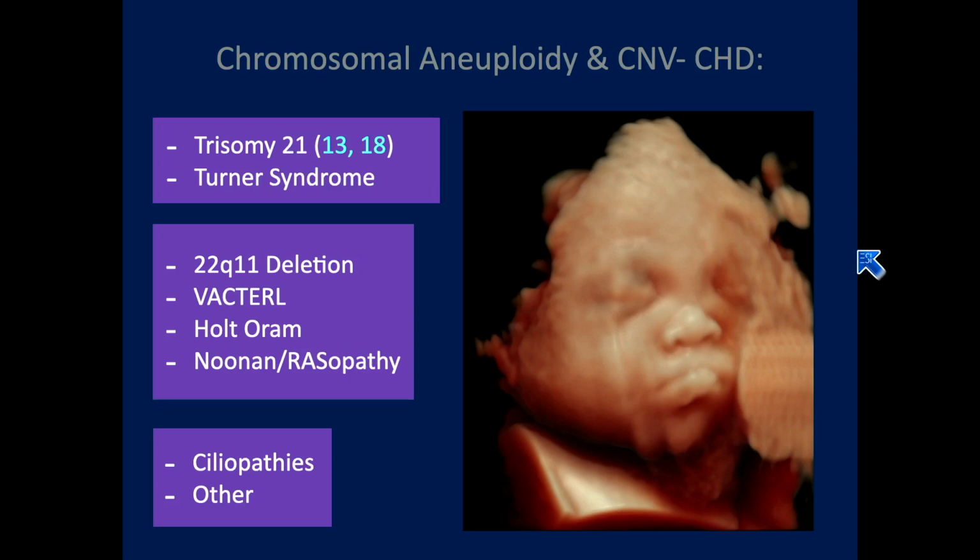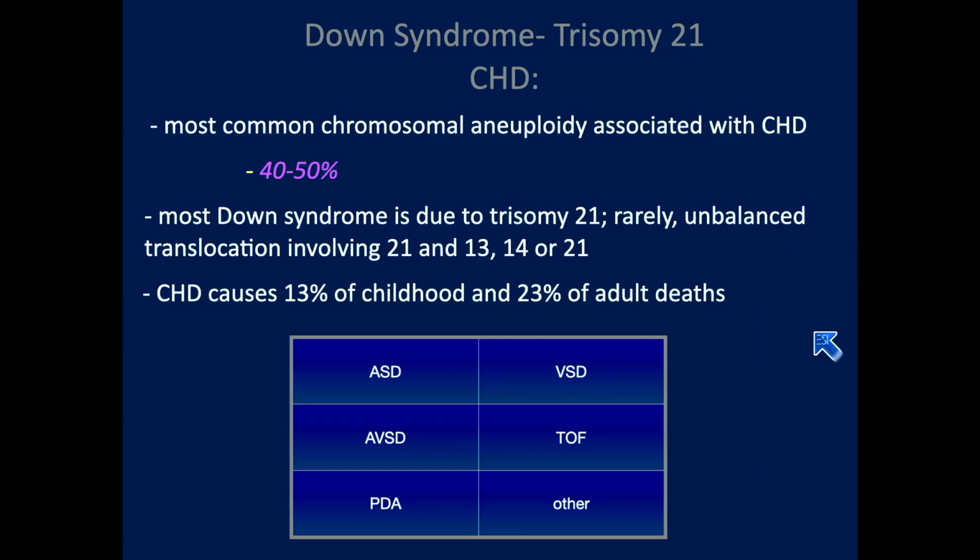So everybody staring at this face, I'm sure, knows what this baby has, right? It's the baby with trisomy 21. So Down syndrome trisomy 21 is the most common chromosomal abnormality associated with CHD. Why is that? Because it's the most common chromosomal trisomy that we see. Most Down syndrome is due to trisomy 21, but be forewarned.